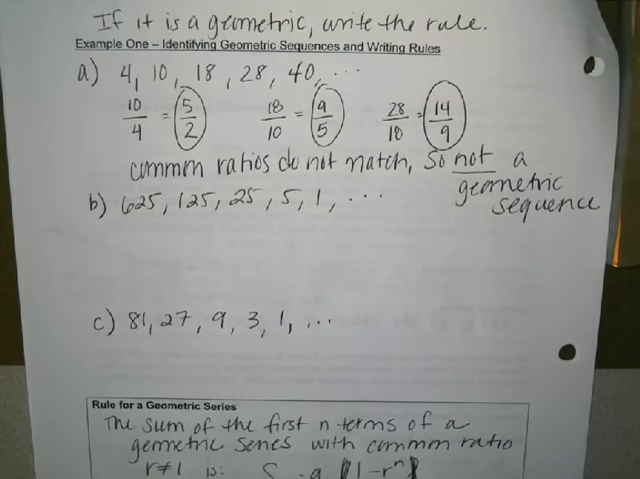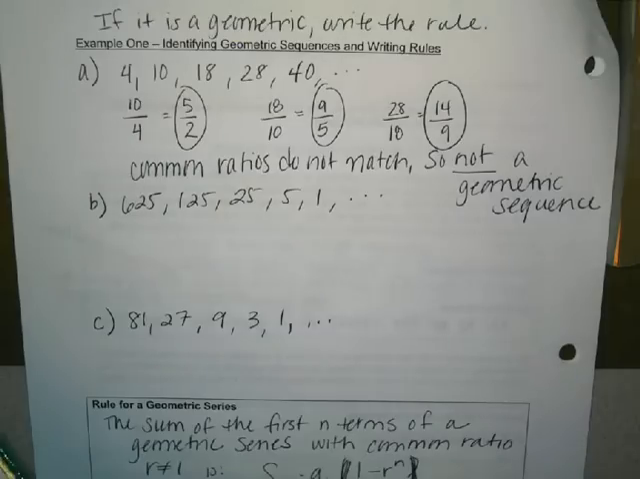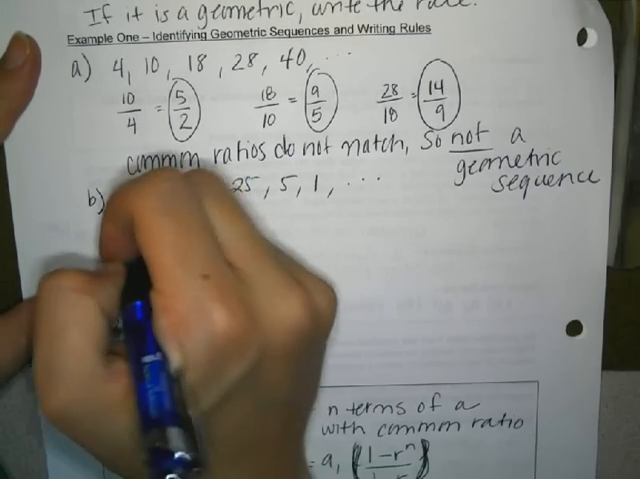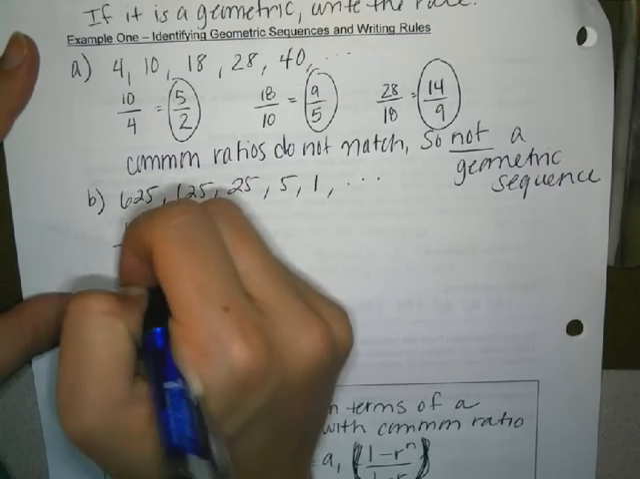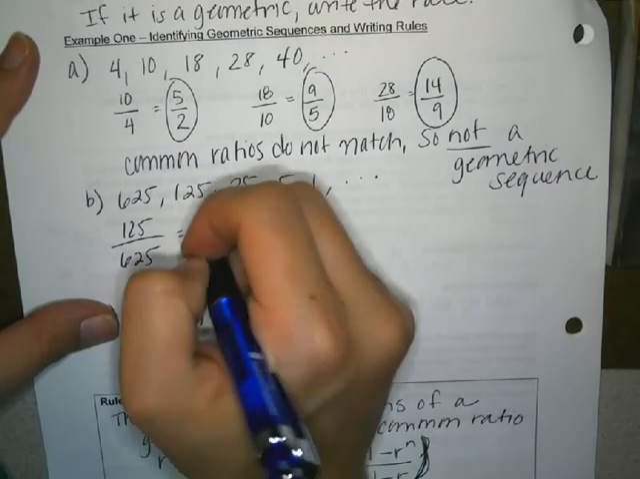Okay, so you do something very similar for the next problem. I usually start with the first and second term, and I'm going to take 125 and divide it. Sorry, I lost my page here. Let's get my next problem. You're going to take 125 and divide it by 625. If it can reduce, do it. This one reduces to 1/5.